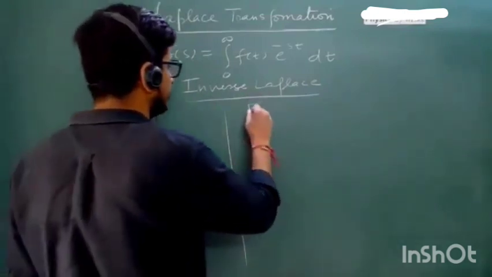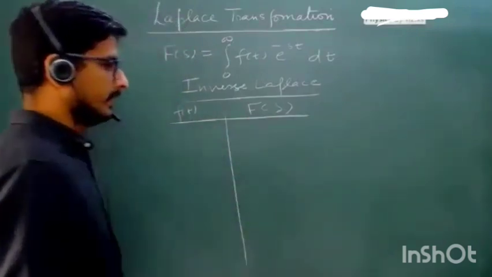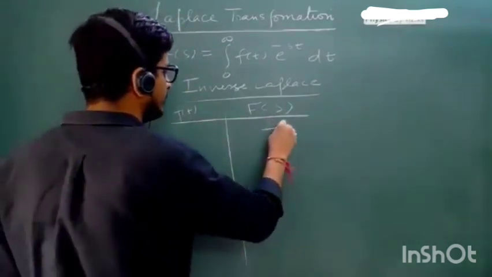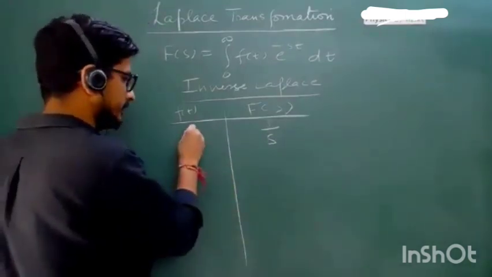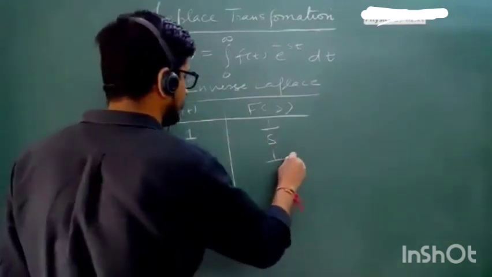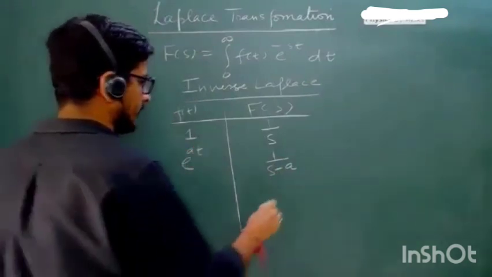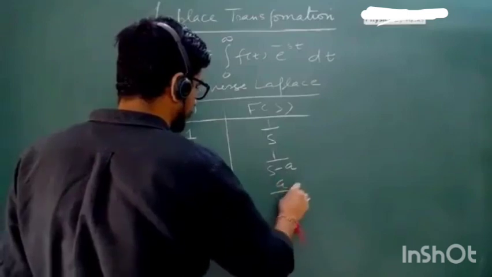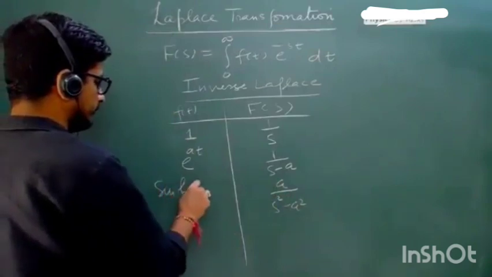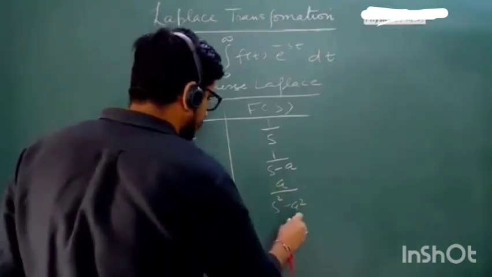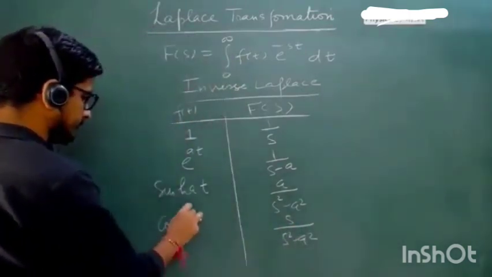So suppose this is F(s) and this is f(t). If I say what is the inverse of 1 by s, what will be the answer? 1. What is inverse Laplace of 1 upon s minus a? e to the power at. What is inverse Laplace of a upon s square minus a square? Sinh at. What is inverse Laplace of s upon s square minus a square? Cosh at.